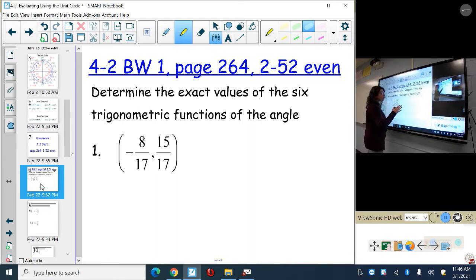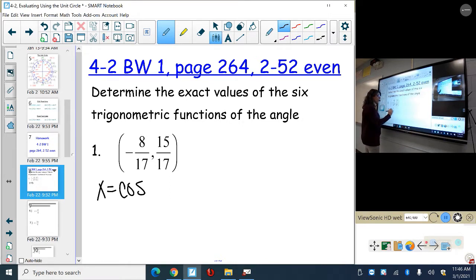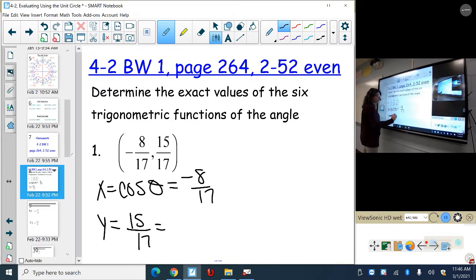I'm giving you an ordered pair, so that means that ordered pair has an x and a y value. Yes? So that means x is equal to my cosine value of my theta angle, which means that's -8/17. The other thing that is given to you is y, which is 15/17, and that's going to be equal to the sine value of my theta.